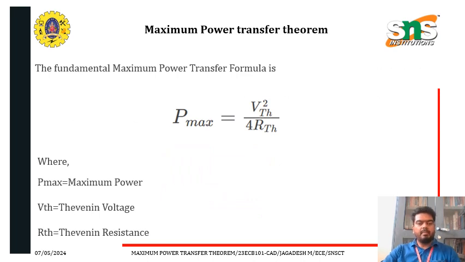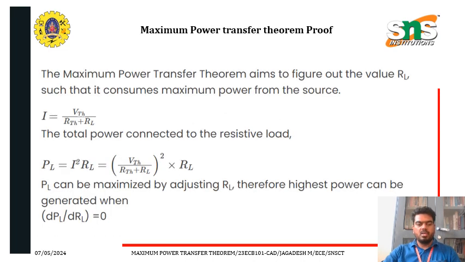So the fundamental maximum power transfer theorem formula is P max, where P max is the maximum power, which is equal to VTH squared by 4 into RTH. Here, VTH is the Thevenin voltage and RTH is the Thevenin resistance. The theorem aims to figure out the value of RL such that it consumes maximum power from the source. That is, I equals VTH by RTH plus RL.